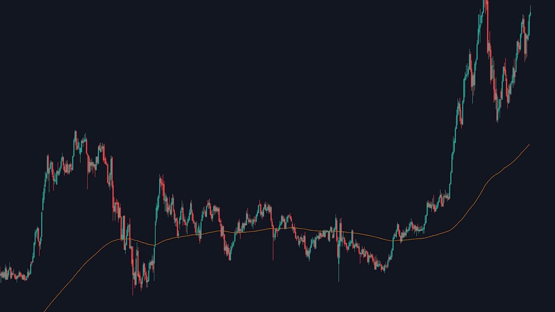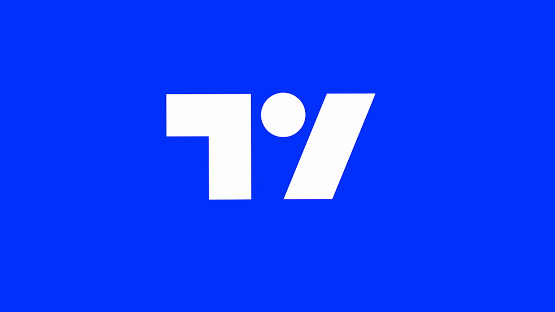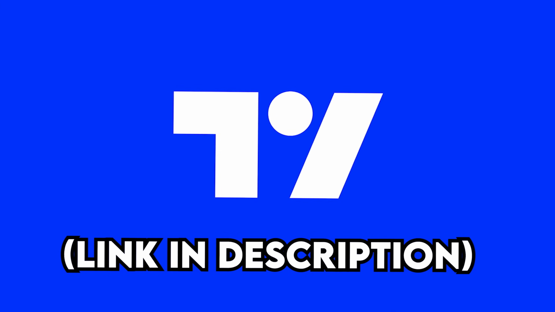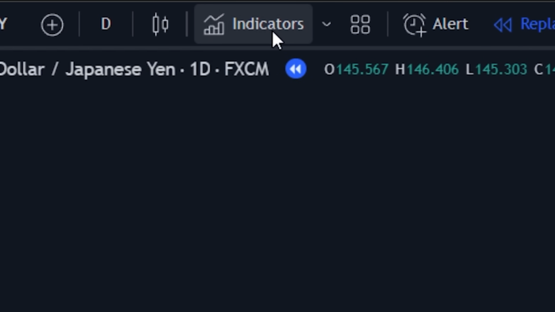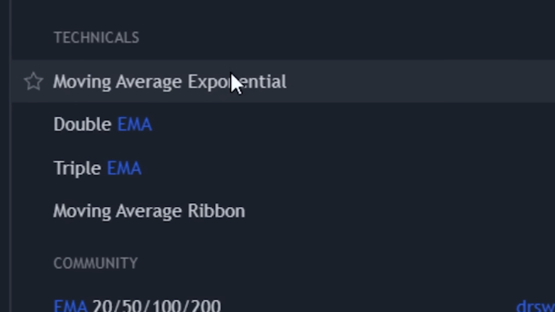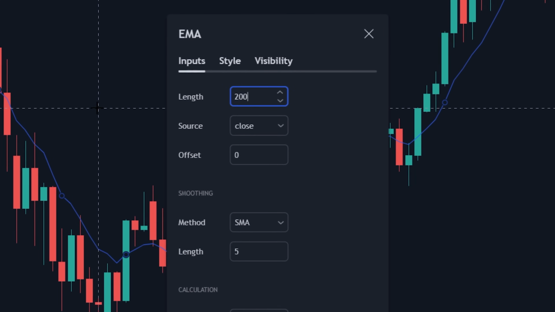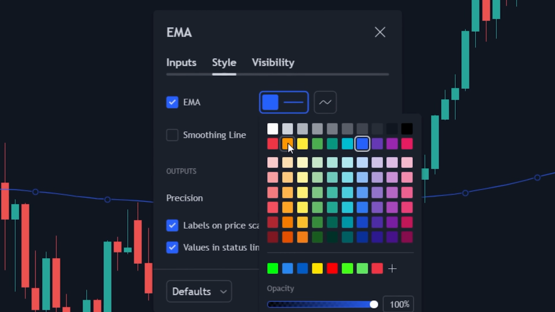For the 4th and final step, we're gonna dive into the actual chart setup. In order to do this, you need to get on TradingView. If you don't yet have it, I'll leave a link in the description. Go to your chart, click indicators, and type in EMA, and click this one right here. Next, go to the settings of the EMA and change the length to 200. I'll also change the color of this line to orange.